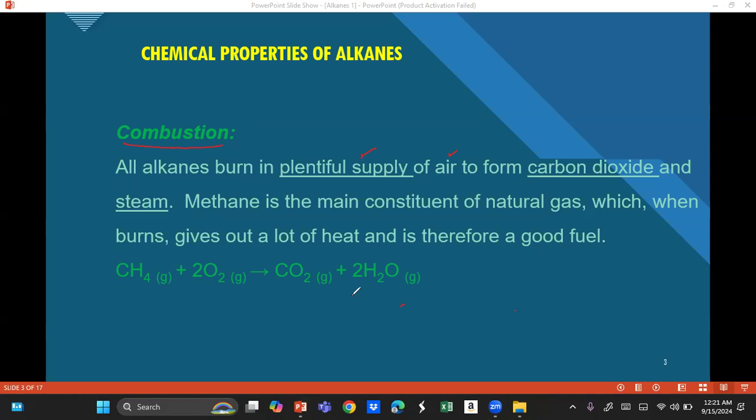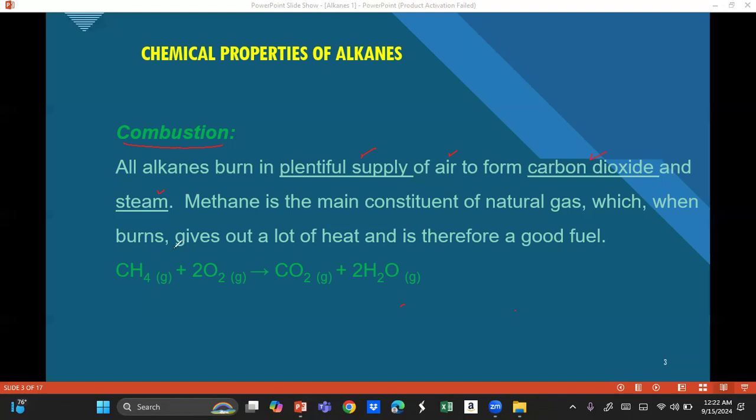Okay. So when alkanes are burned in excess supply of air, they form carbon dioxide and steam only, along with the evolution of heat energy. For example, methane is the main component of natural gas. 95% of natural gas is methane, which when burned in excess supply of oxygen or air, a lot of energy will be released. That energy can be used for different purposes in automobiles or as a domestic fuel.